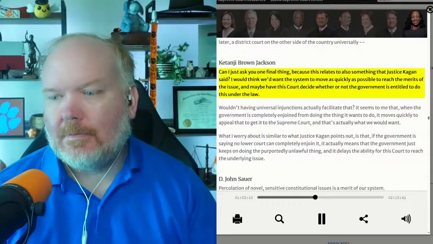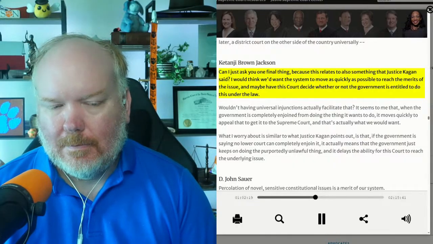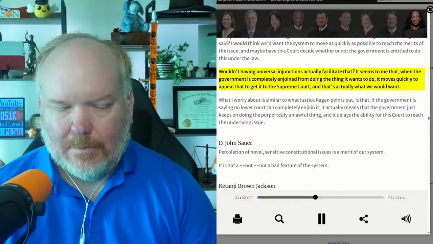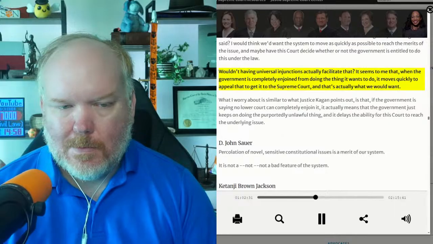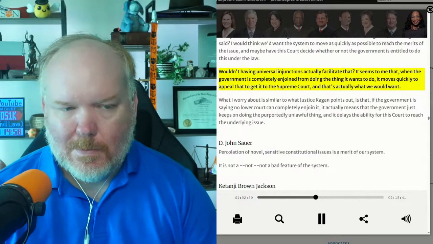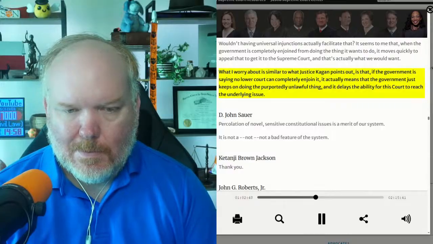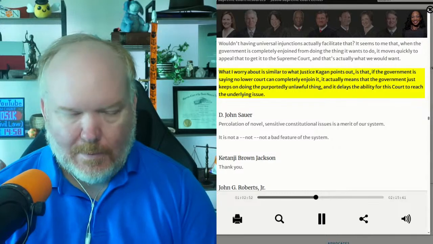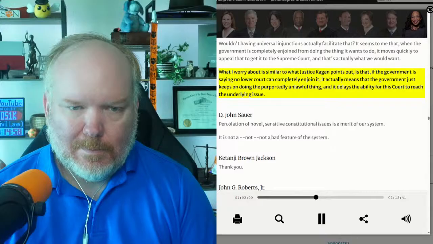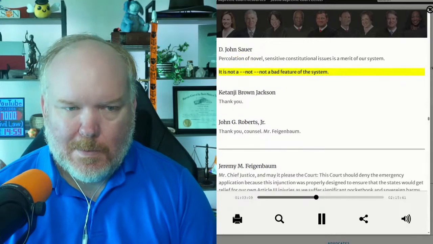I would think we'd want the system to move as quickly as possible to reach the merits of the issue and maybe have this court decide whether or not the government is entitled to do this under the law. Wouldn't having universal injunctions actually facilitate that? It seems to me that when the government is completely enjoined from doing the thing it wants to do, it moves quickly to appeal that, to get it to the Supreme Court, and that's actually what we would want. What I worry about is similar to what Justice Kagan points out, is that if the government is saying no lower court can completely enjoin it, it actually means that the government just keeps on doing the purportedly unlawful thing, and it delays the ability for this court to reach the underlying issue. Percolation of novel, sensitive constitutional issues is a merit of our system. It is not a bad feature of the system.